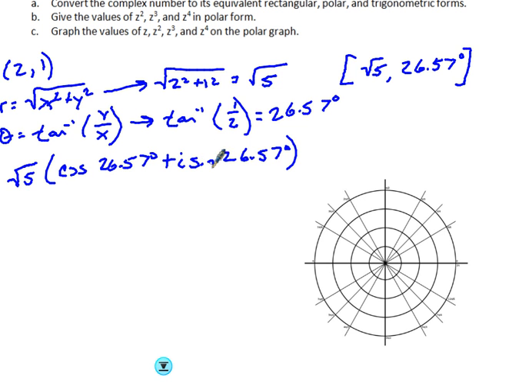Trig form's a little bit of a bridge to go from the polar form back to the rectangular form. So it's a conversion bridge right there. So that's all part A.